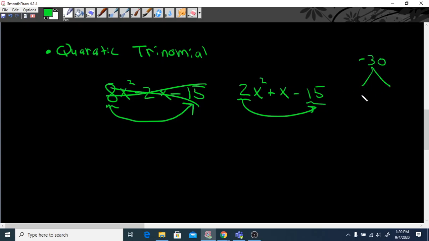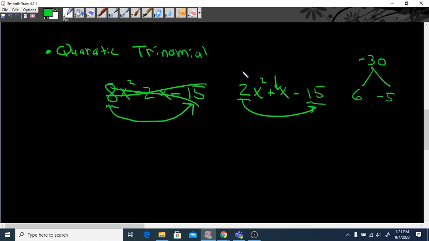The hardest part of this whole thing is thinking about two numbers that multiply to give negative 30, but add to the number in front of x. And the number in front of x is 1. Okay, it's a 1x there. So, let's see, what are those numbers going to be? How about 6 and 5? How about positive 6 and negative 5? 6 minus 5 is 1. 6 times negative 5, negative 30.